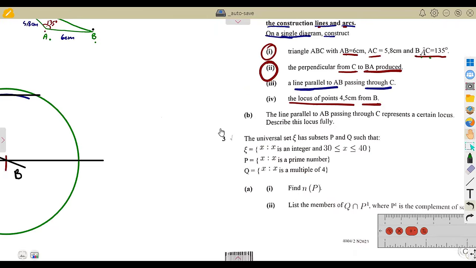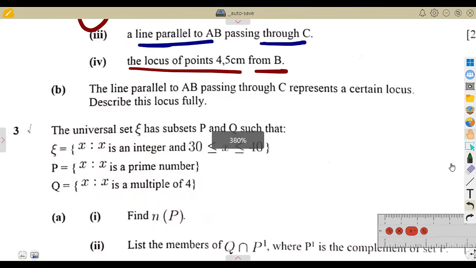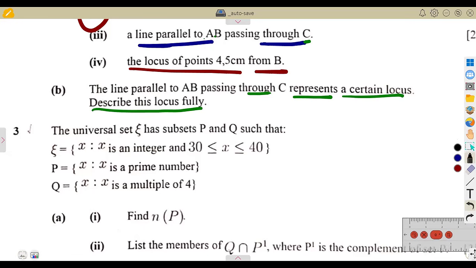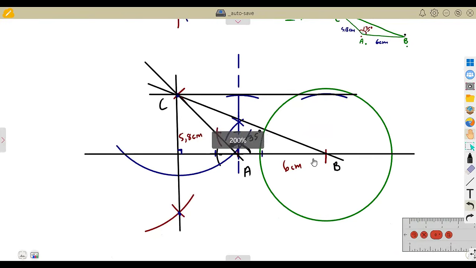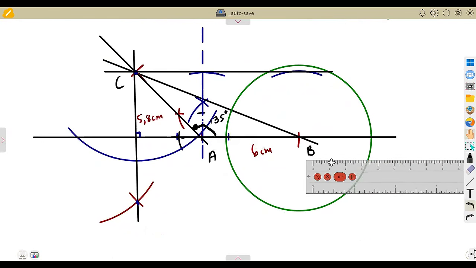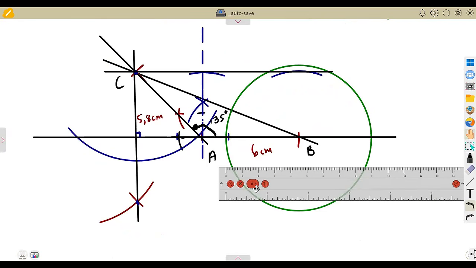All right. Then the other question now was the line parallel to AB passing through C, which is this line, represents a certain locus. Describe this locus fully. As I was constructing this, I also talked about this locus, to say remember when you're to draw a parallel line, it was actually a locus. The locus of points a certain distance that is taken from what? From the line AB. So the distance that we are given is the one that you're simply going to measure. Remember how you construct parallel lines.